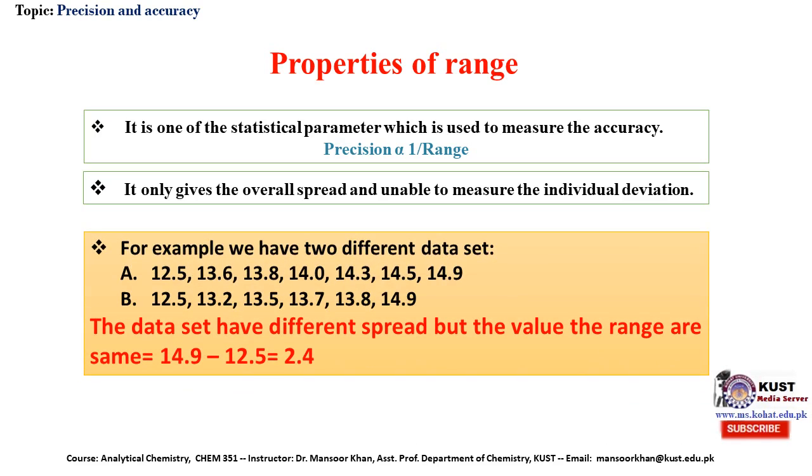This limitation can be explained by the following example. We have two different data sets, A and B. A and B both consist of different readings, but their smallest and highest values are the same, so the range for both data sets is the same. Otherwise, it clearly shows that the two data sets are completely different from each other. So this is one of the drawbacks of range.